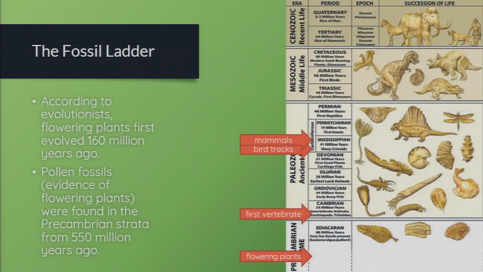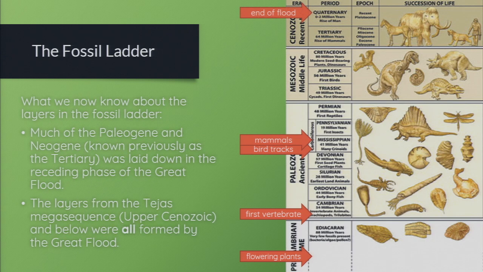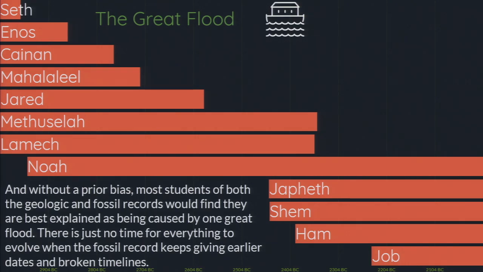And then later, higher up, as they ran out of land to go to, then you start to find their remains. Then you start to find the whole creature buried. So it really tracks well with the flood story. And so again, without a prior bias, most students of both the geologic and fossil records would find they're best explained by being caused by one great flood. And there's just no time for everything to evolve when the fossil record keeps giving earlier and earlier dates for things and broken backwards timelines.